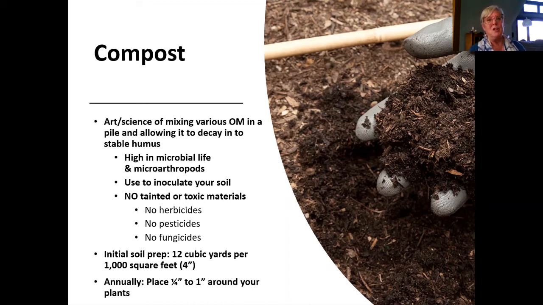Just don't use pig poop or anything on that order, no dog or cat feces. Then annually, once you have your garden established, put compost down over your garden areas to the greatest extent possible, roughly 1/4 to 1 inch around the plants, avoiding the crown, as a way to continuously feed the soil.